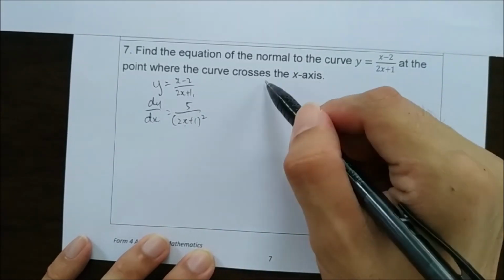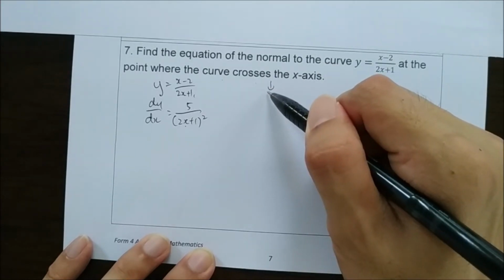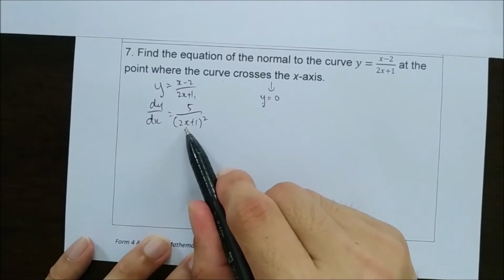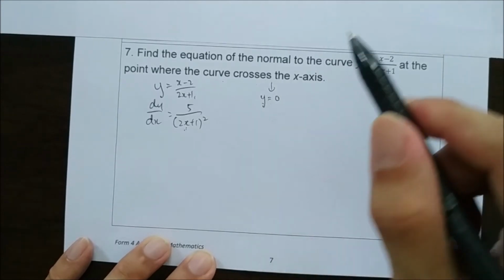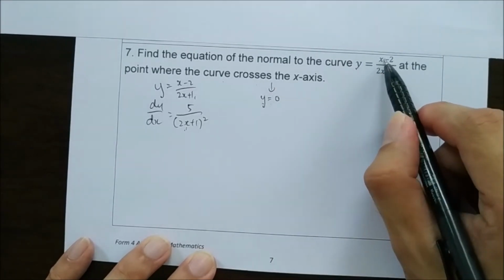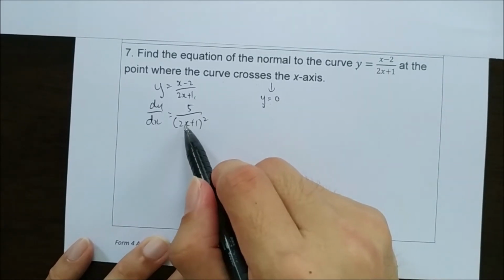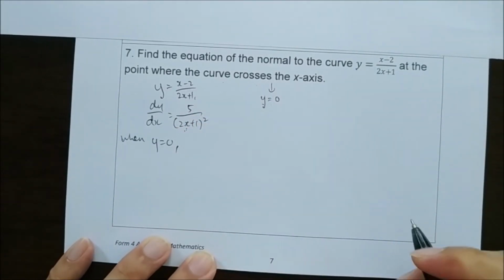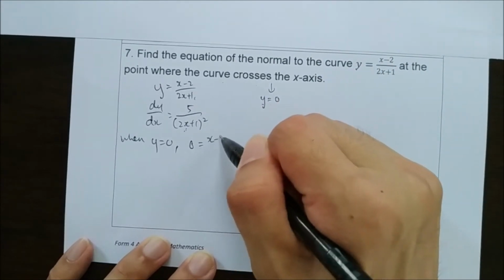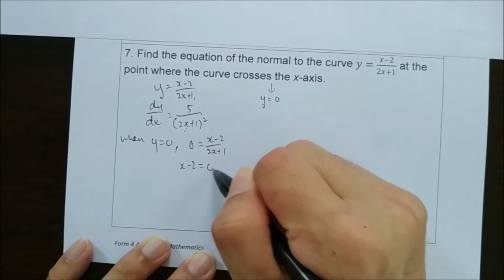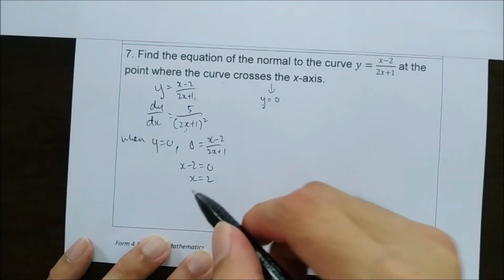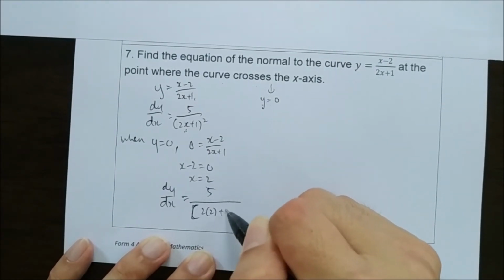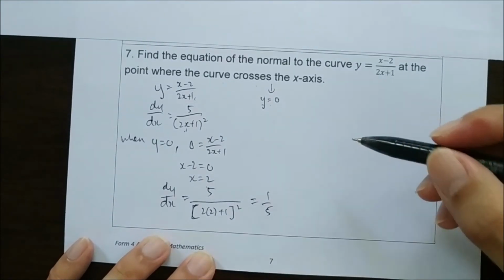When the curve crosses or intersects the x-axis, this gives us the information that y equals 0. But we cannot use y equals 0 in this. So we have to substitute this value into the curve equation to find the value of x, and then we take the value of x to find the value of the gradient. When y equals 0, according to this equation, x minus 2 over 2x plus 1, meaning that x minus 2 equals 0, x equals 2. We substitute this into this, and you get dy/dx equals 5. This is the gradient of the tangent.